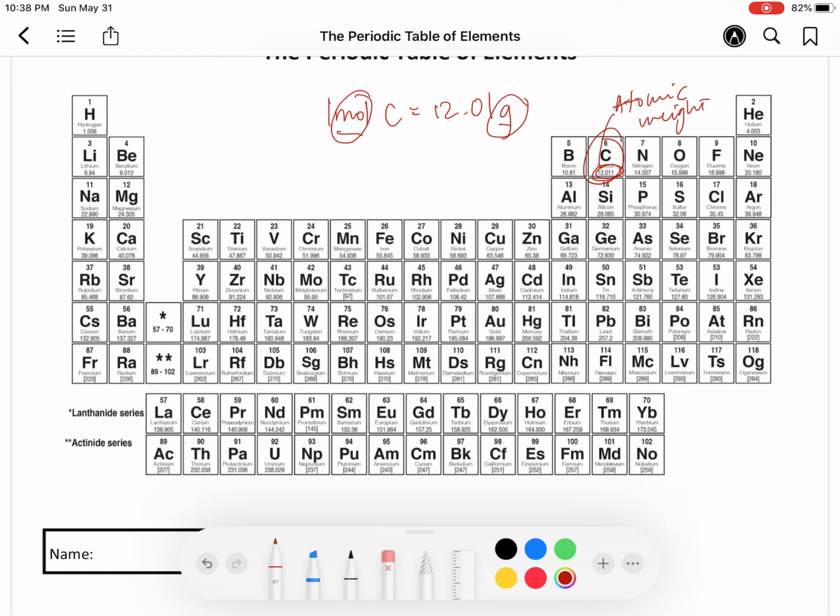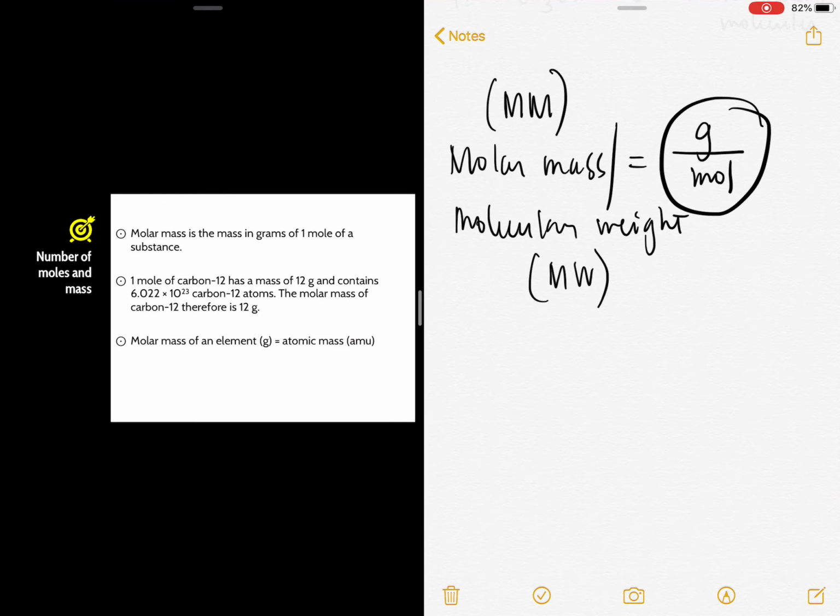Saan galing yung atomic weight? Sa periodic table. Okay, burahin ko ito kasi mamaya gagamitin natin ulit yung periodic table. Let's go back to the slides. Kaya sabi niya dito, 1 mole of carbon in grams, it's equal to 12 grams. Saan galing yung 12 grams? Galing yung 12 grams sa ating periodic table. No? Yung atomic weight ng carbon.